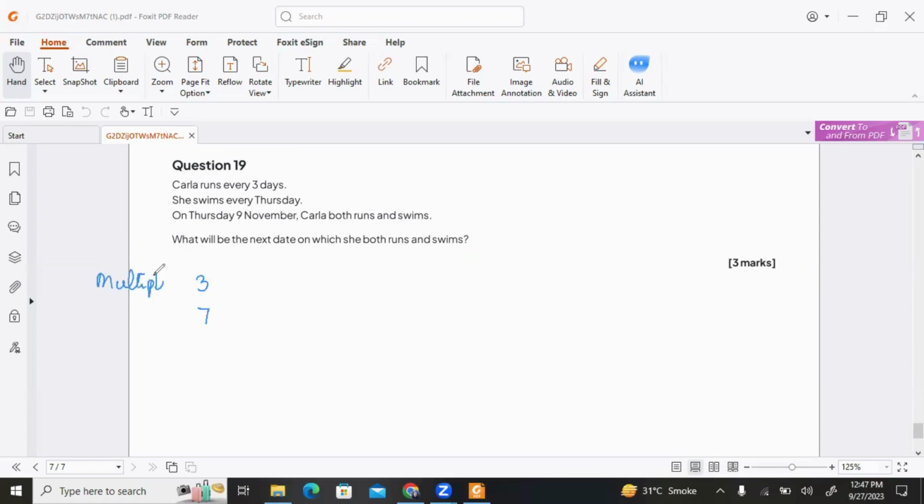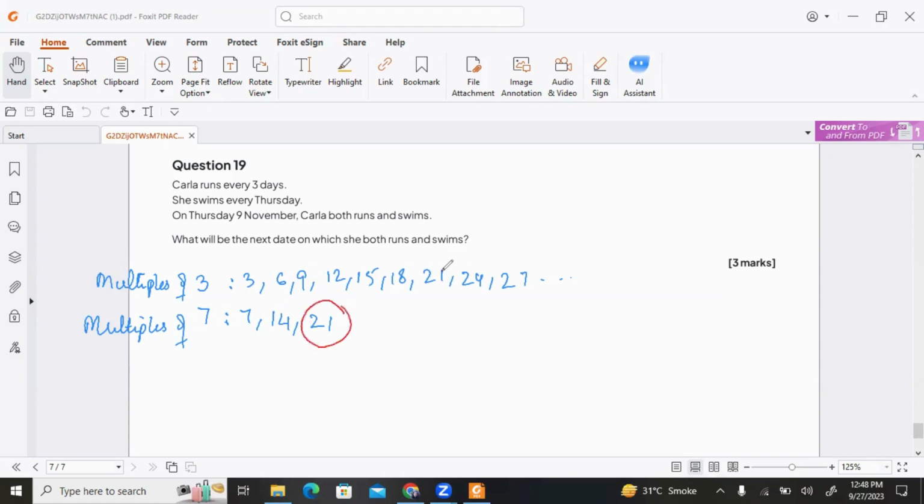Okay, so multiples of 3 and multiples of 7. For 3, we have 3, 6, 9, 12, 15, 18, 21, 24, 27, and so on. For 7, we have 7, 14, 21. We stop at 21. Why? Because we can see that that is the lowest common multiple.